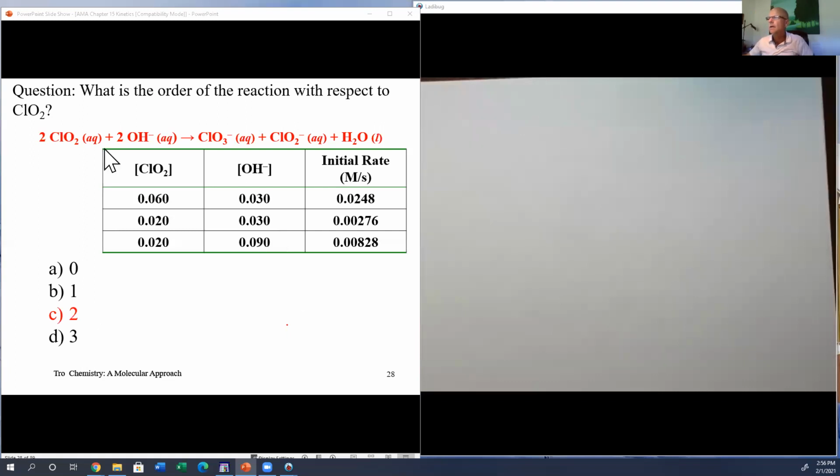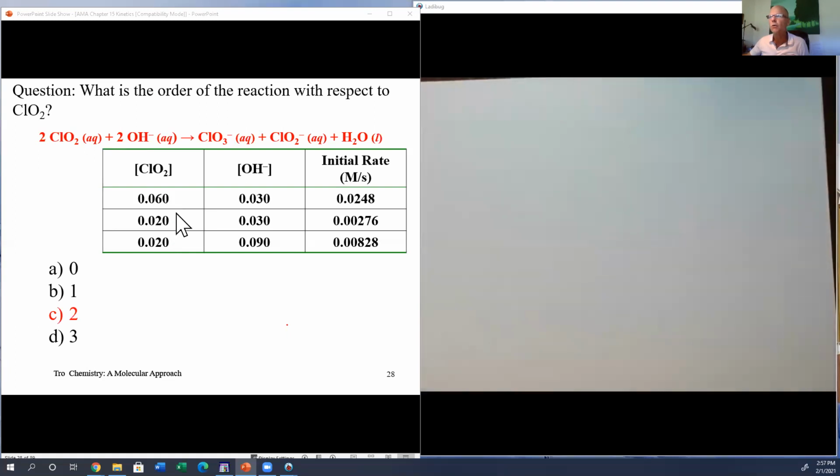Let's look. So we're looking now at the order with respect to ClO2, all right? So here, from here to here, the concentration of ClO2 goes down by a factor of 3. But of course, we could read it the other way. We could read it from here to here. It goes up by a factor of 3, whatever you prefer. But let's just think about it going down just so we understand what happens.